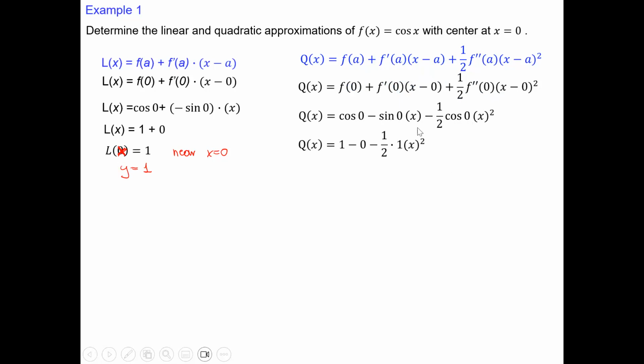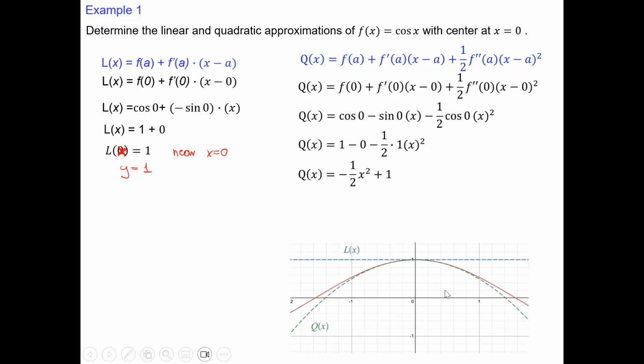Cosine at 0 is 1. Another cosine at 0 is 1, and sine at 0 is 0. That's when it looks like we have negative 1/2 x squared plus 1, just a parabola. I believe locally at 0, that parabola will look similar to cosine.